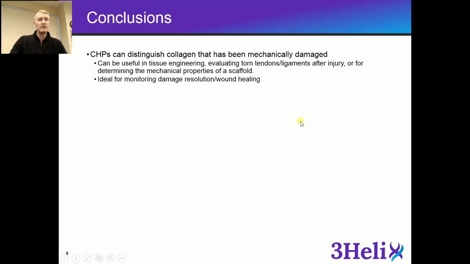So, in conclusion, CHPs can identify collagen that has been mechanically damaged, which can be useful in tissue engineering for evaluating torn tendons or ligaments after injury, or even for determining the mechanical properties of a scaffold. So this would be ideal for monitoring damage resolution or wound healing.